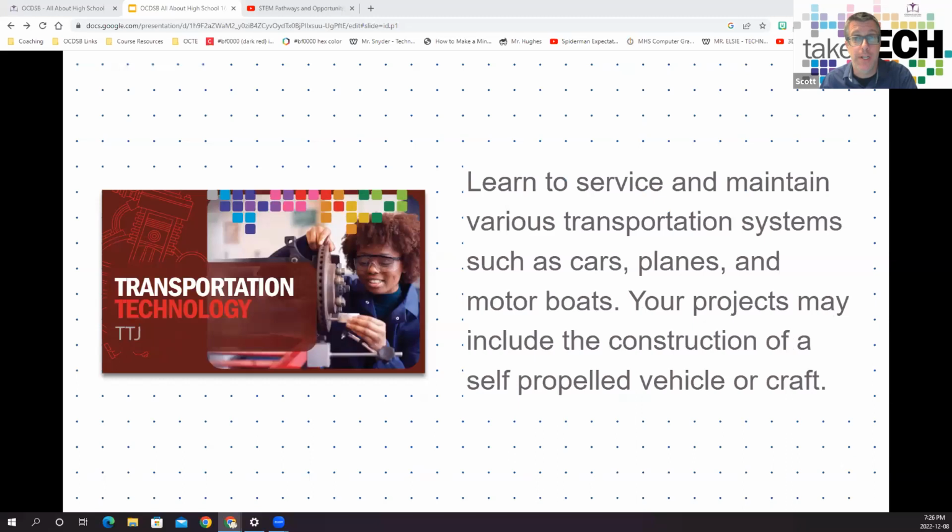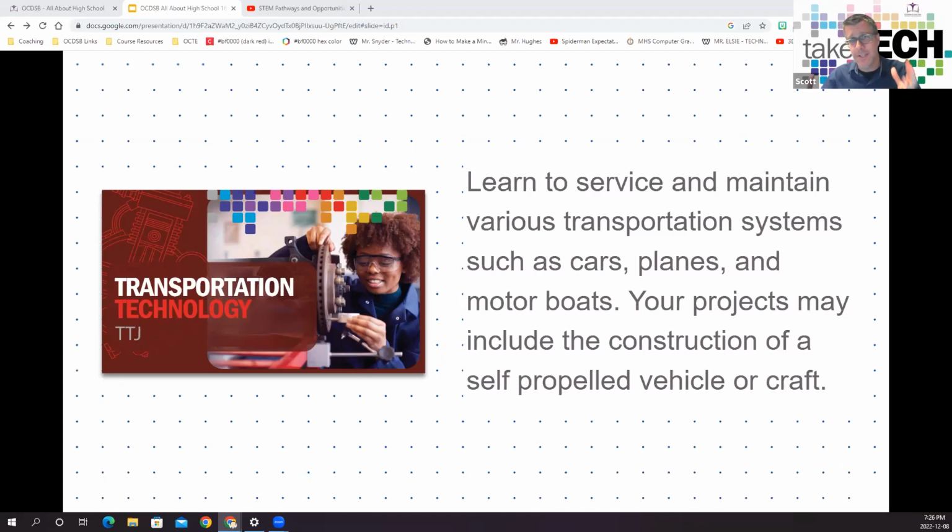And then finally, we have our transportation technology. It's commonly known as automotive, but really the one description I love is that if it's got wheels or it moves, they can work on it. So there's a lot of different, whether you're working on motorcycles, snowmobiles, or sorry, I should say if it's got an engine, you're going to be working on it. So some really, really cool courses.